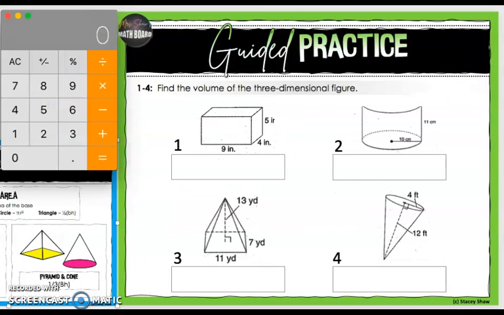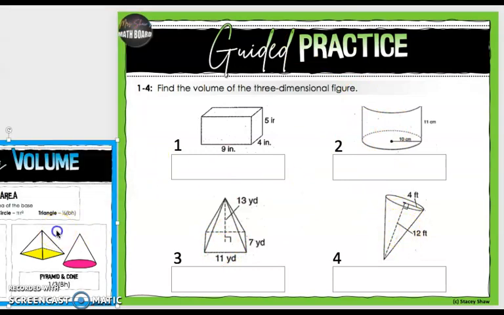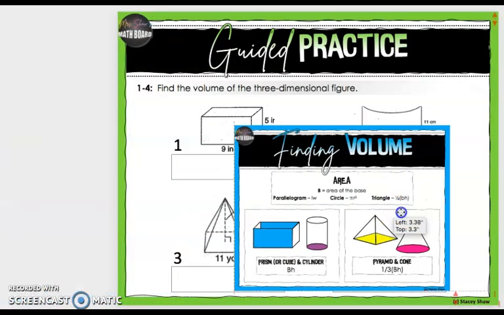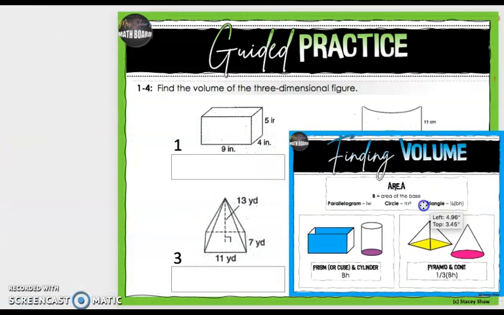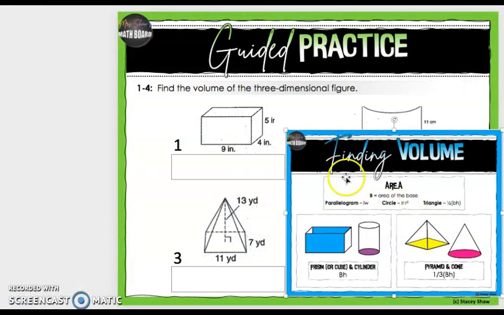Okay, now we're going to go ahead and find the volume of these three-dimensional figures. So number 1, we have a prism. Number 2, we have a cylinder. Number 3, we have a pyramid. Number 4, we have a cone. So what I'm going to do is I made a copy of the slide previously. So we're going to pull this over, and this is going to be our little cheat sheet that we're going to use. Okay, so the first one we're finding is the volume of this rectangular prism.